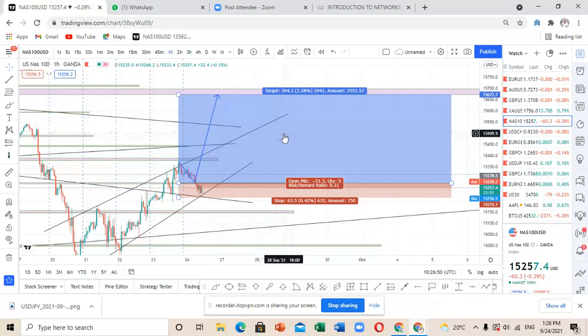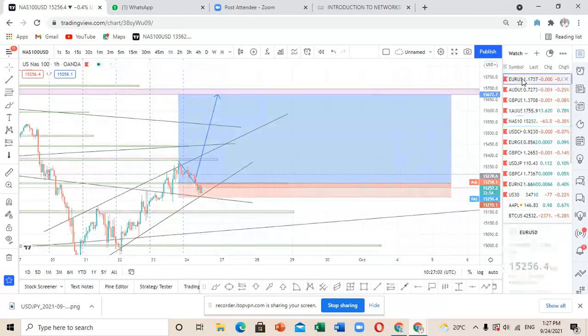In this trade, we are risking a total of just 63 pips for a total reward of 394 pips. So you can see that the risk to reward ratio is about 6 to 21, which is also good, and it is safe when it comes to account management.